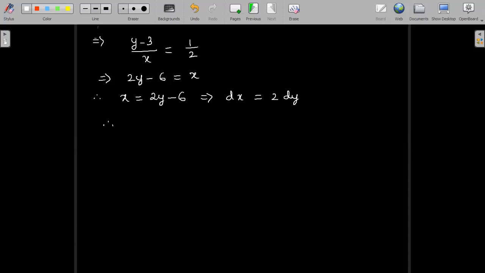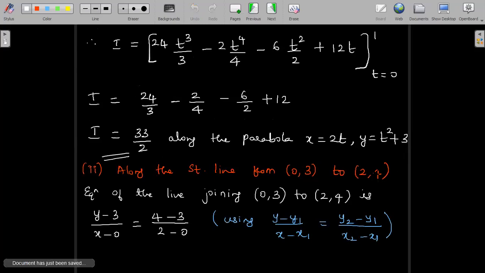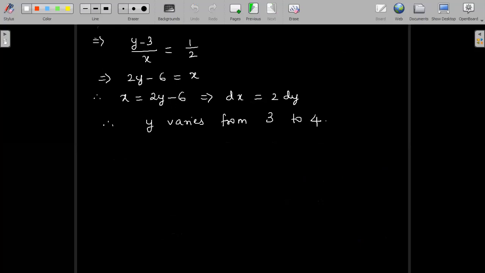So we need to now write down limits for y. So y varies from 3 to 4. How is it from 3 to 4? Just look at the question. The question says 0, 3 to 2, 4, that is x, y. When I compare, y is varying from 3 to 4. If you want to represent y is equal to x plus 6 divided by 2, then you have to write limits for x; x varies from 0 to 2 in that case. Now I am representing x is equal to 2y minus 6, so I write limits for y. So y varies from 3 to 4.